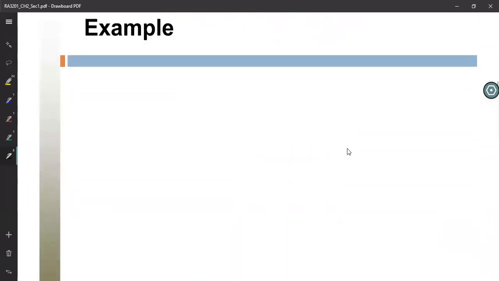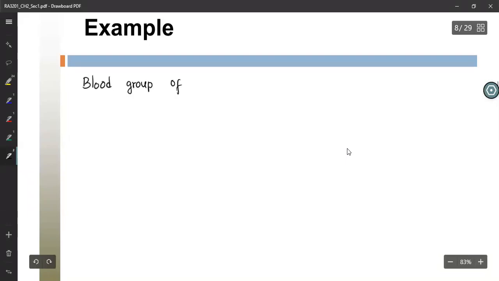Okay, let's do another example. Okay, so I have the blood type of 20 students, or the blood group of 20 students, a sample of 20 students. Okay, these are the blood types I have. First student, second, third one, and so on.